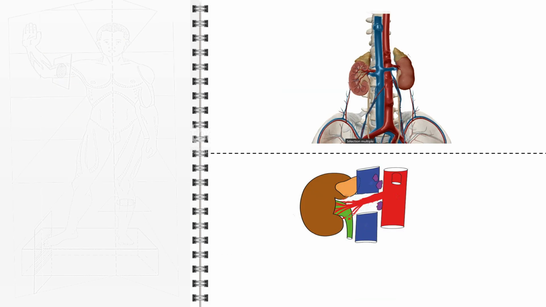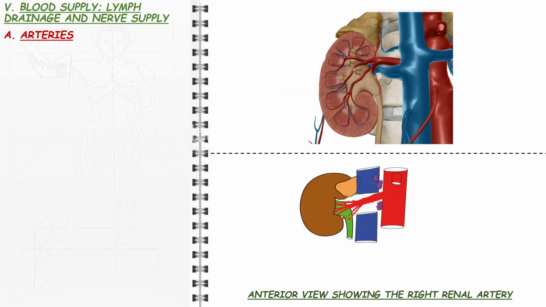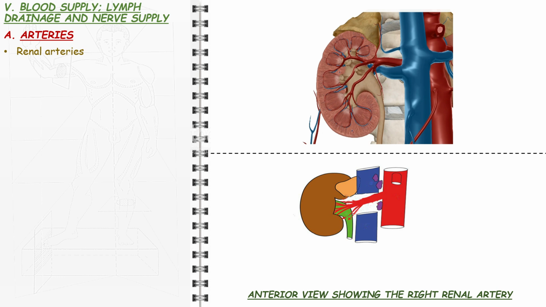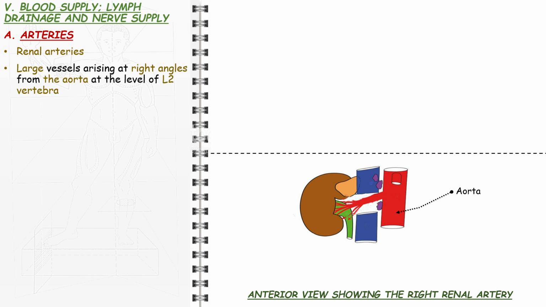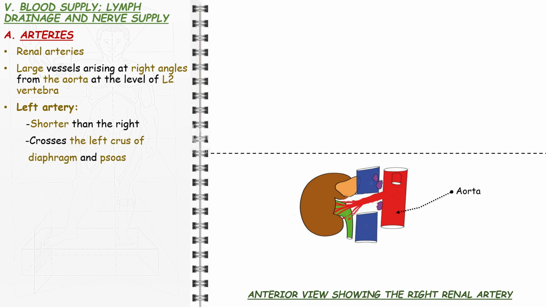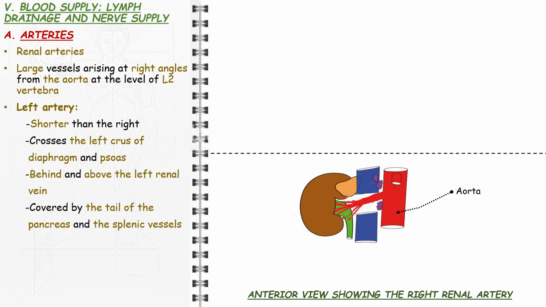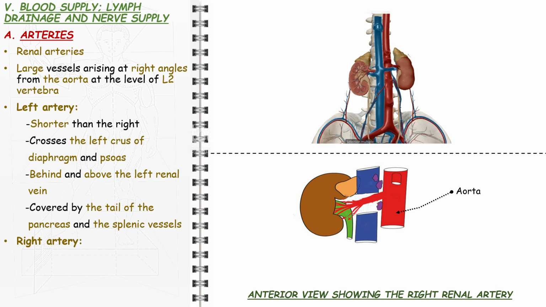The kidneys are supplied by the renal arteries. They are large vessels arising at right angles from the aorta at the level of L2 vertebra. The left artery is shorter than the right. It crosses the left crus of the diaphragm and psoas behind and above the left renal vein. It is covered by the tail of the pancreas and the splenic vessels. The right artery is longer.